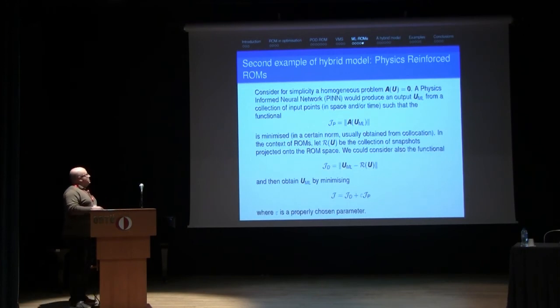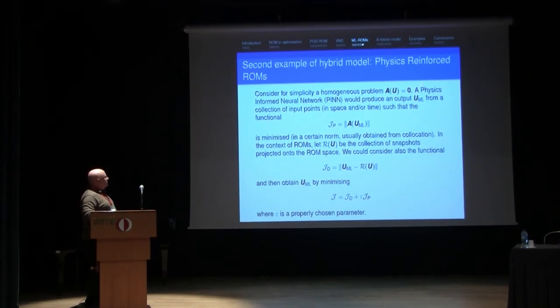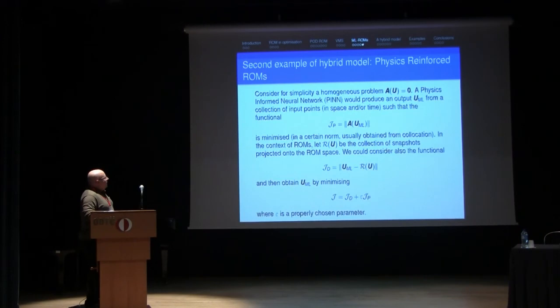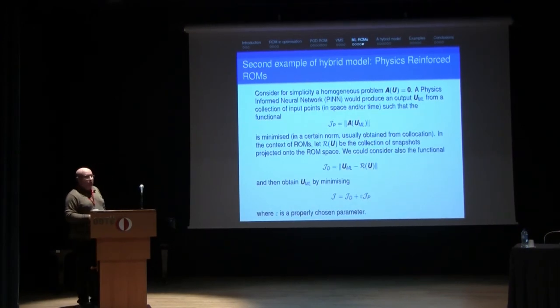A second example of a hybrid model, very popular nowadays, is the so-called physics-reinforced reduced order model. First of all, what is a physics-informed neural network? Assuming that the problem we have to solve is AU equals 0 for simplicity, a physics-informed neural network is a neural network, any neural network you want, in which the loss function is the residual of the equation you want to solve. That's the point.